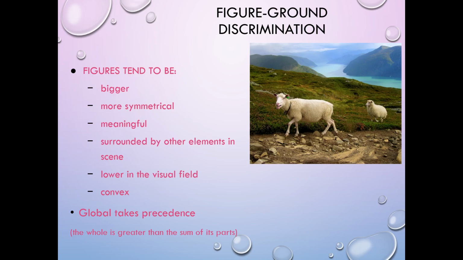Other items such as the promontories are not quite as surrounded. The things that are lower in the visual field, right? That oftentimes implies that it's closer to us. And so we tend to be attracted to the things that are lower in the visual field. And so the sheep is more interesting. And then convex, meaning that it's kind of coming towards us as opposed to receding from us. Now, the thing about figure ground discrimination is that really the global overall sense does take precedence over elements. The whole is greater than the sum of its parts. And so being able to look at this picture and get a whole feeling, like, I don't know about you guys, but my guess is it looks like it's in Scotland.